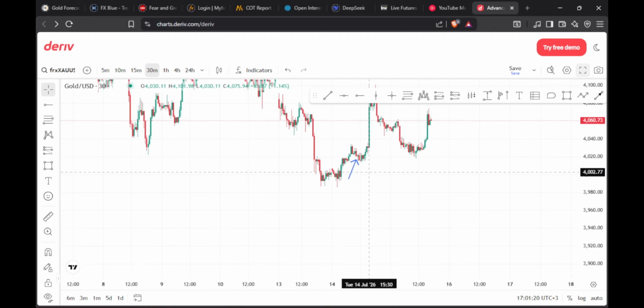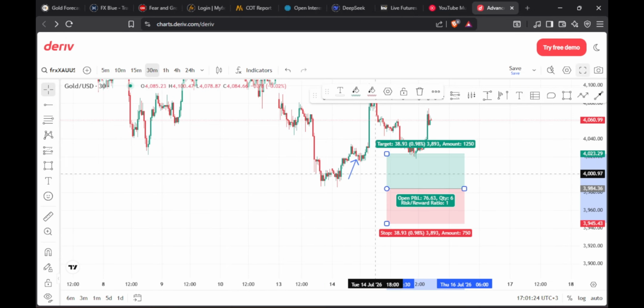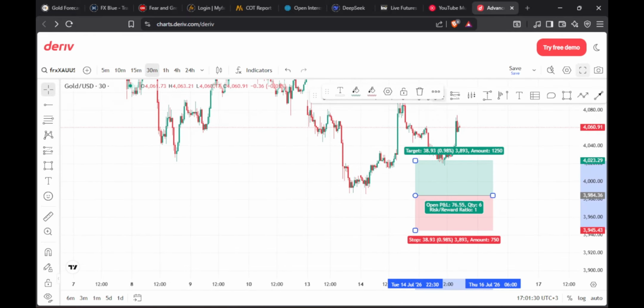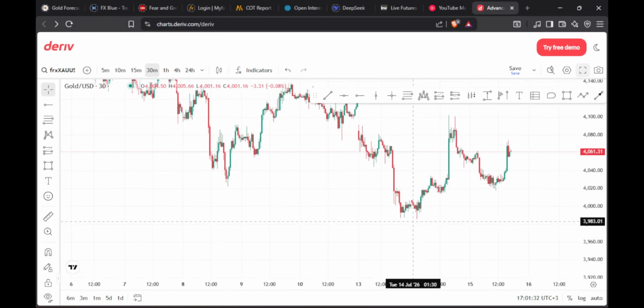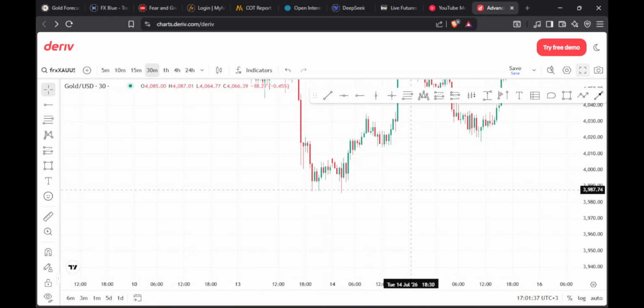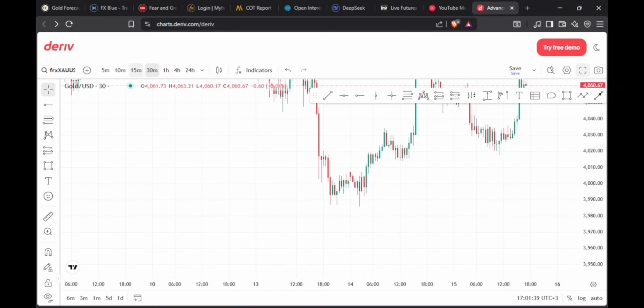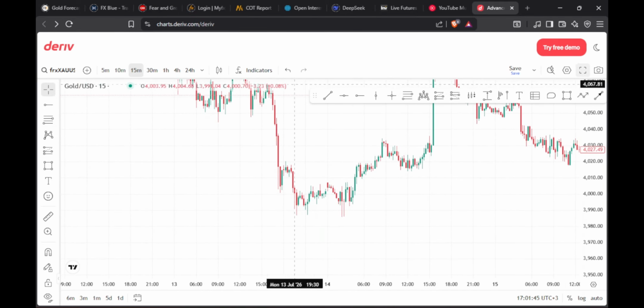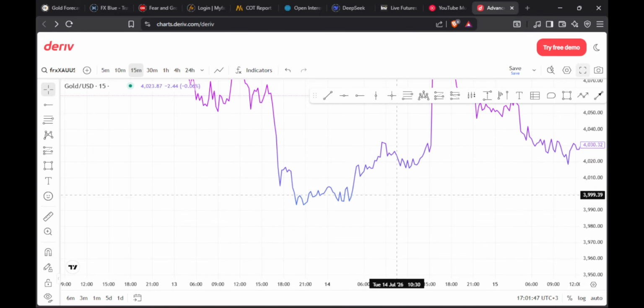Our next example will be yesterday's CPI news, on July 14th, 2026. So as you can see here, let's go to our 15 minutes time frame. Okay, let's move to our line chart.